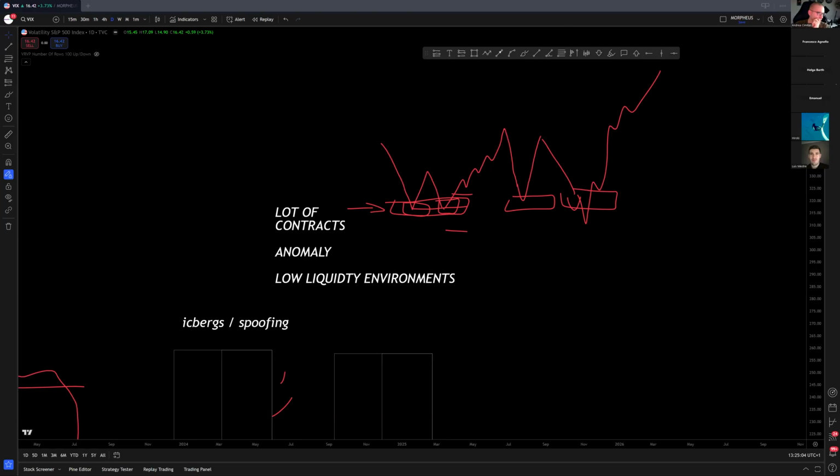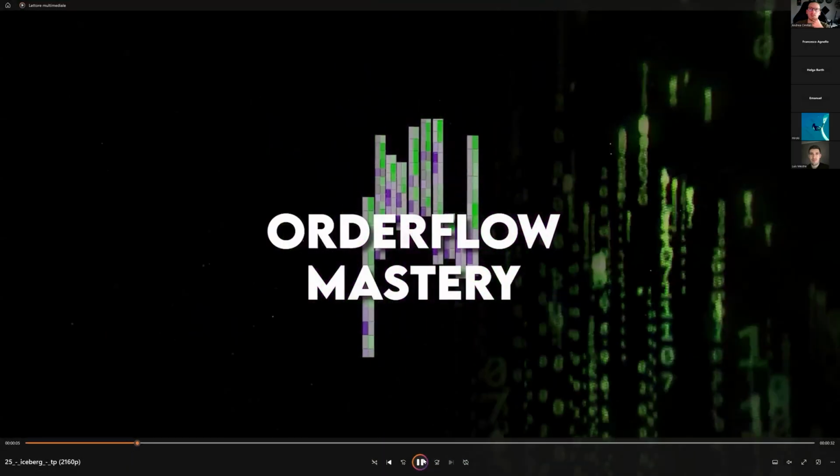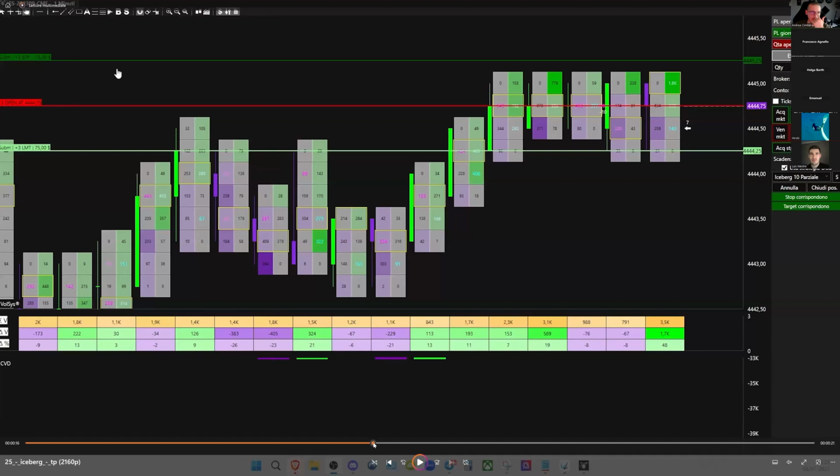Let me see if I can find another example. Yeah, this was also shown in the community. And with this strategy, I simply passed a prop firm with a pretty good profit factor. It was a profit factor of 2.2 with a 52% win rate and an average risk reward ratio of 1 to 2. And it's purely based on these kind of patterns.